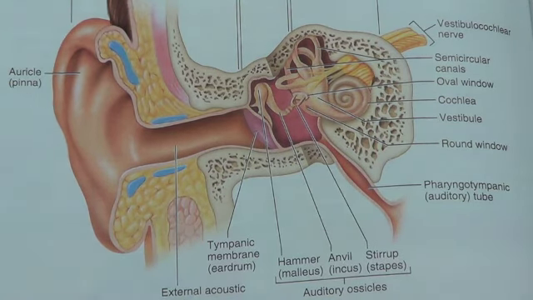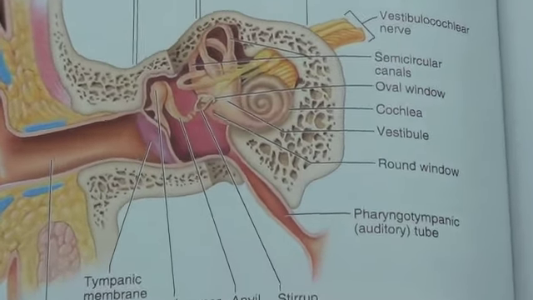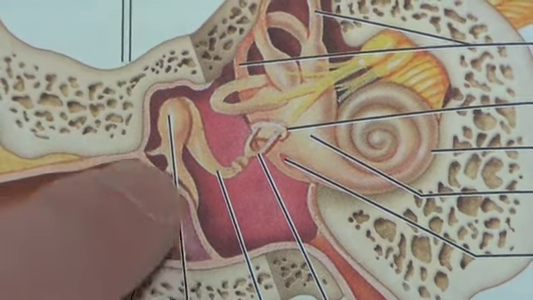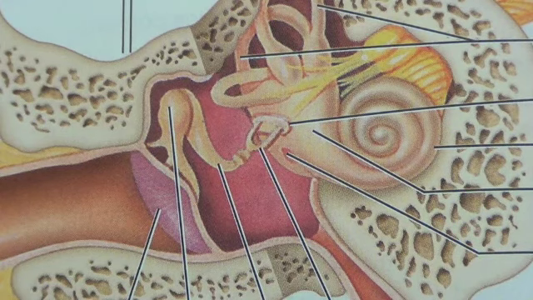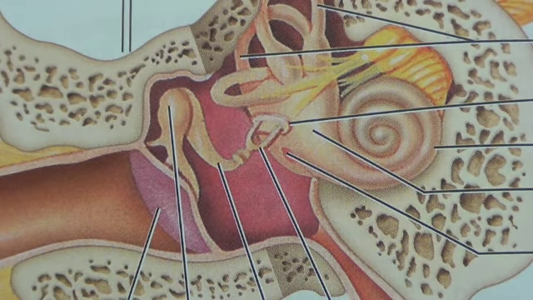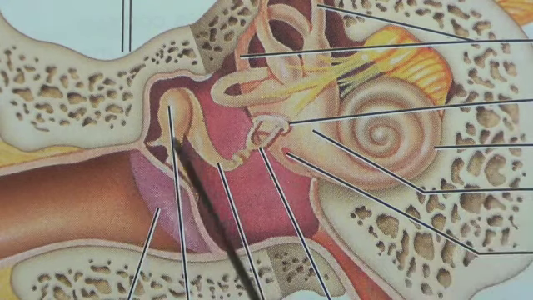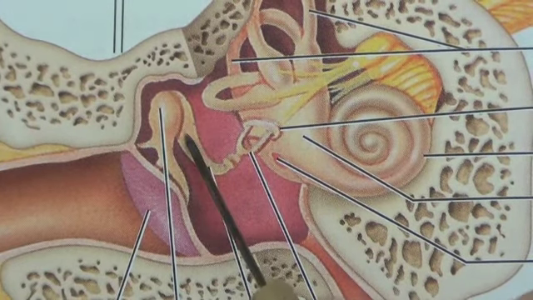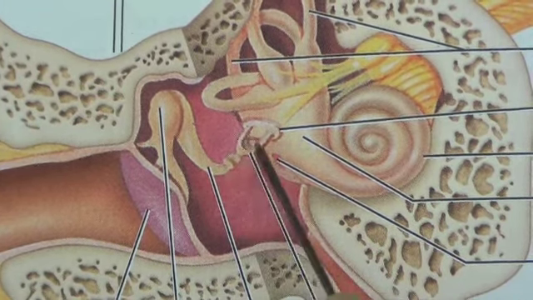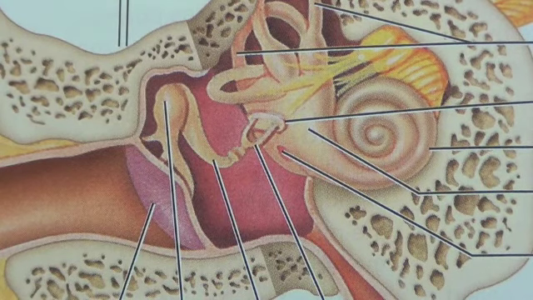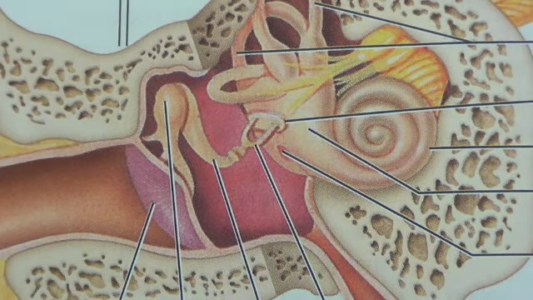If you look at the middle of your ear, and I'm going to zoom in just a little bit here, the first thing that we run into after we come in is this tightly stretched membrane called the tympanic membrane. You guys might know it as your eardrum. Attached to that, there are three of the smallest bones in your body. The first one is called your malleus. The middle one is called your incus. And the last one back here is your stapes. Those three bones are the smallest bones in your body, and we call them the auditory ossicles.